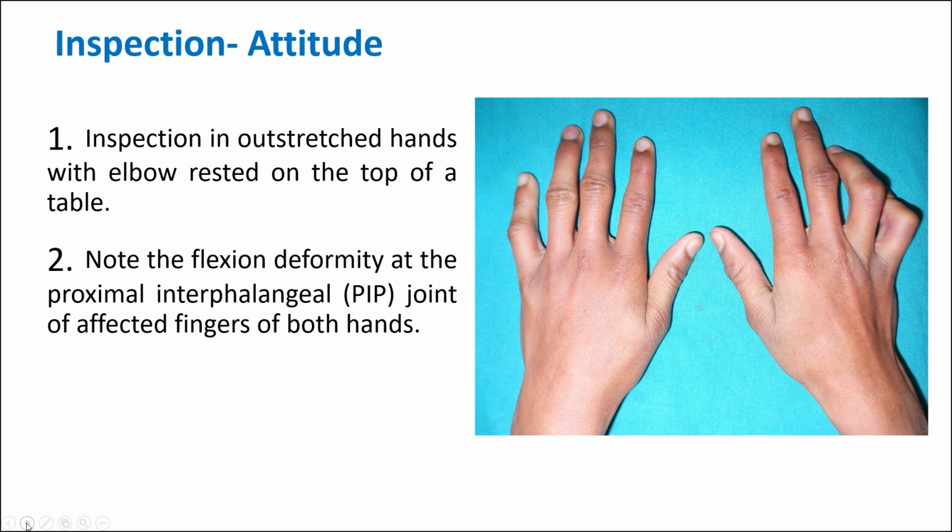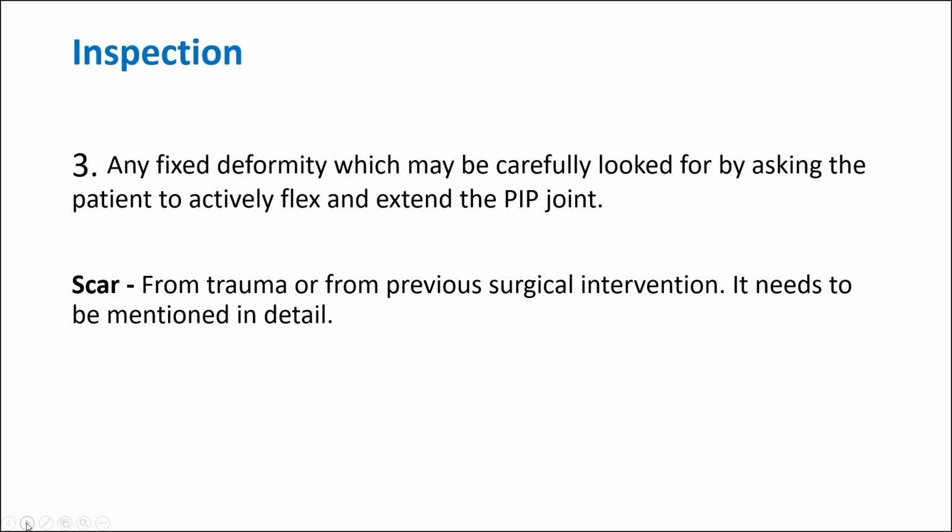So let's come to the inspection. The first is the attitude. Ask the patient to outstretch the hands with the elbow rested on the top of a table, and you notice the flexion deformity at the PIP joint in the little finger, ring finger, middle or index, whatever it is. You have to inspect both the hands. Always check for any fixed flexion deformity. You can ask the patient to flex and extend the PIP joint. And if there is a scar from a previous trauma or a previous surgical intervention, then you have to mention it in detail.